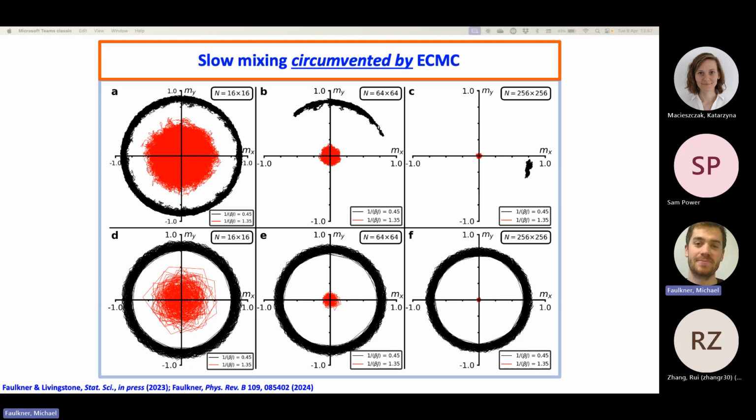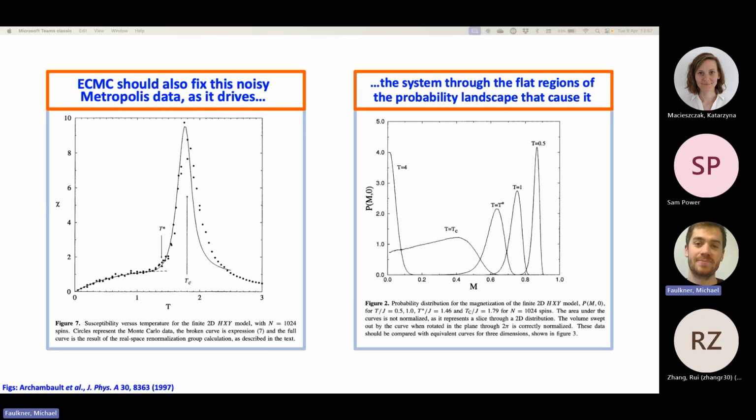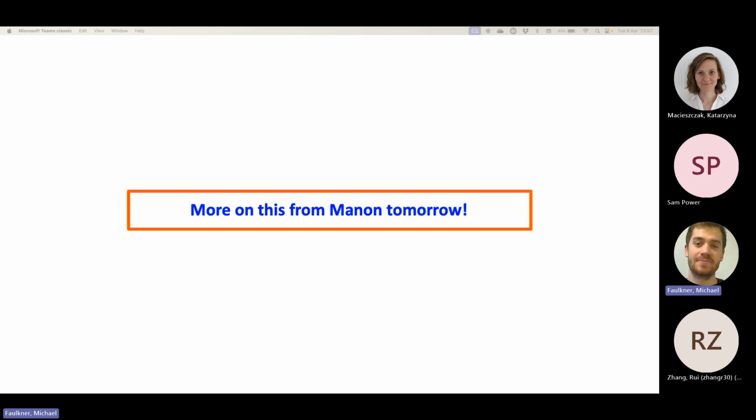It doesn't really matter, but this is a development of asymptotically slow mixing and then PDMPs with unidirectional dynamics can circumvent the broken symmetry. Okay, more on that from Manon tomorrow.